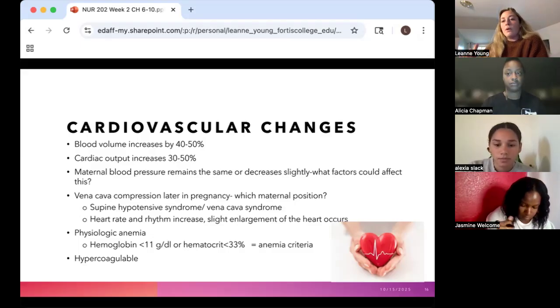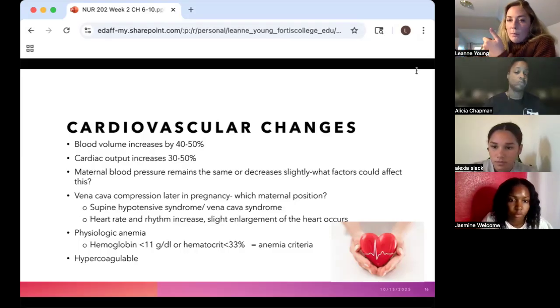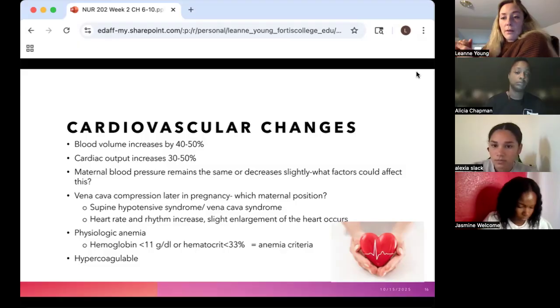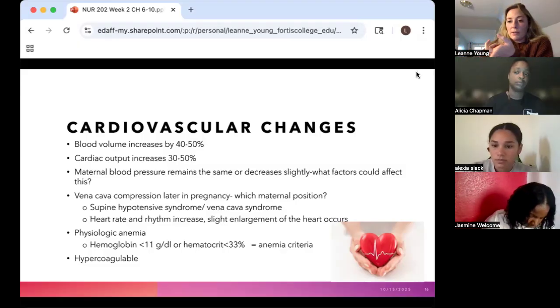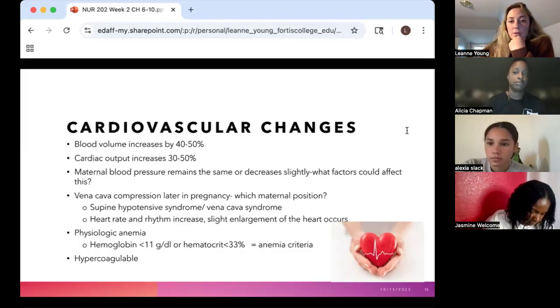So both are right. We don't want moms laying on their back because this can cause vena cava compression syndrome. But we also encourage moms to lay on their left side because that is the best way for blood flow to go into the placenta. So that increases your placental blood flow. So yes, those are both correct.